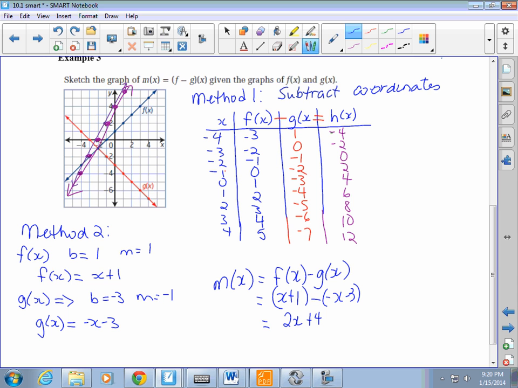So if I check that on my graph here, my purple graph, my y-intercept should have been at 4, and it is. It's right here. And if I try a slope, to go from my 4 to my next point, I went up 2 over 1, which is my m. So either way works. The equation method is easier if it's just linear functions that you're working with.